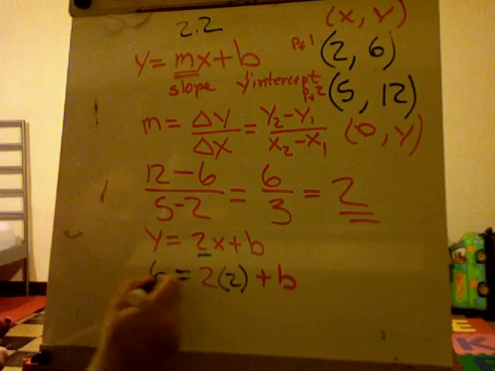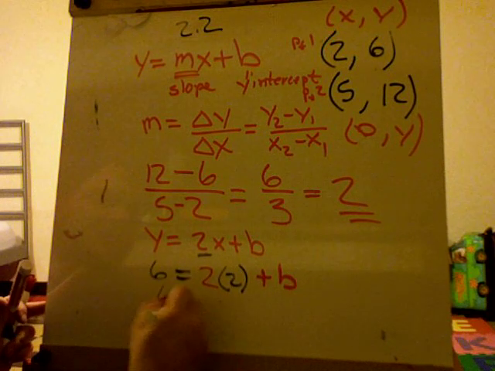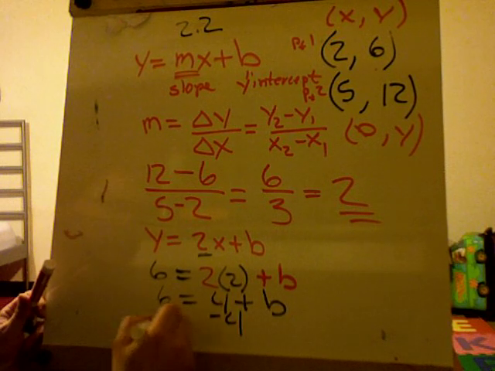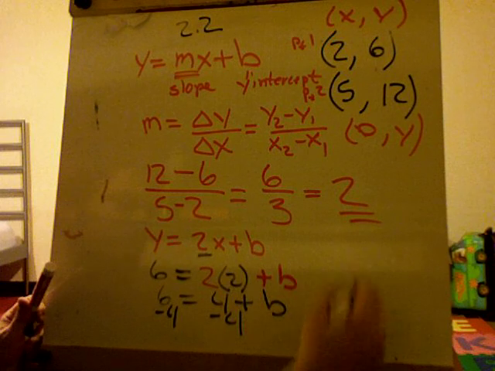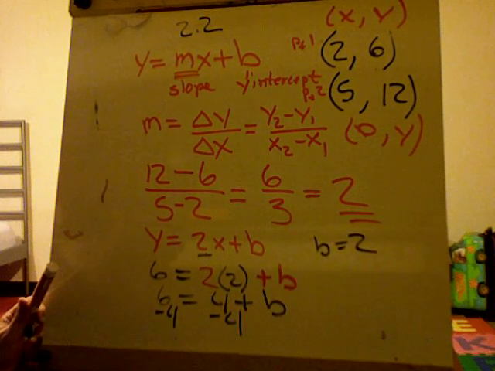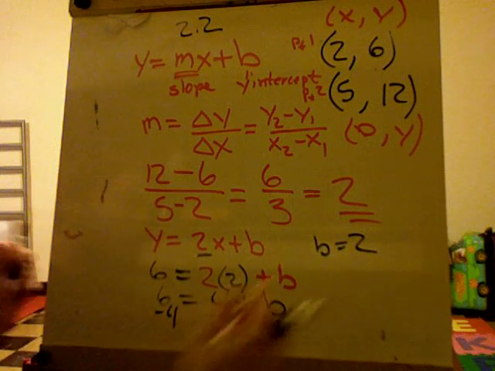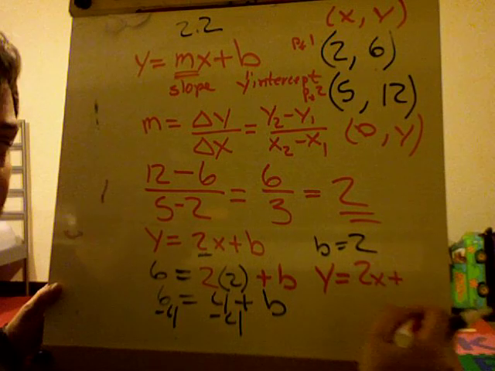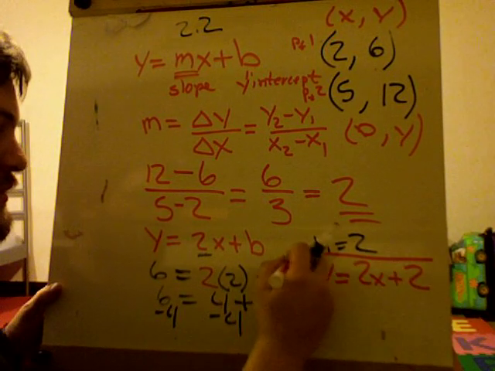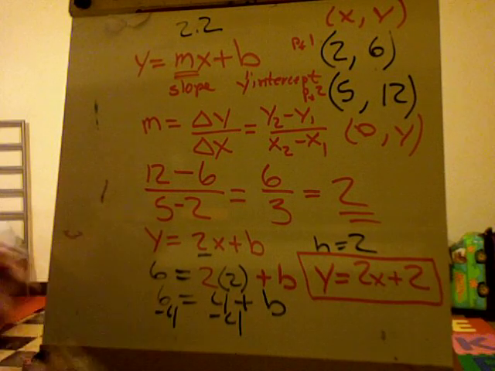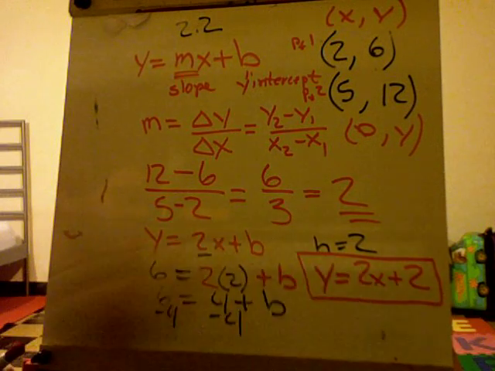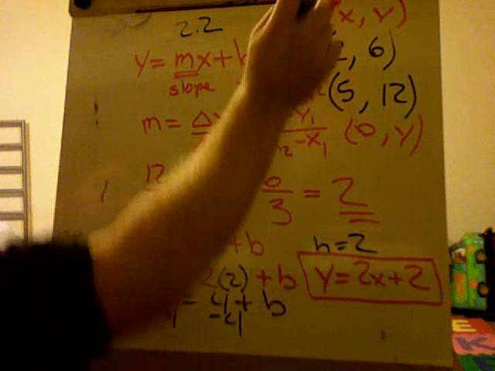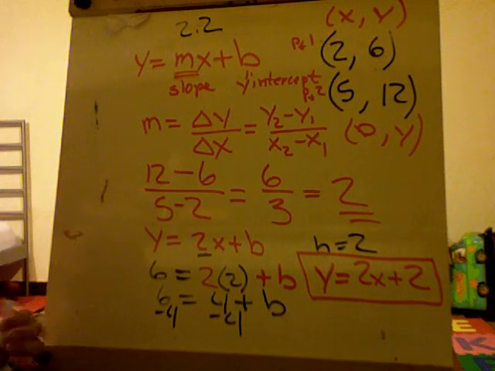So 2 times 2 is 4, so I've got 6 equals 4 plus b. Subtract 4. 6 minus 4 is 2. So my b is also equal to 2. So that would leave me with the equation y equals 2x plus 2. So that linear equation is the linear equation that includes those 2 points.